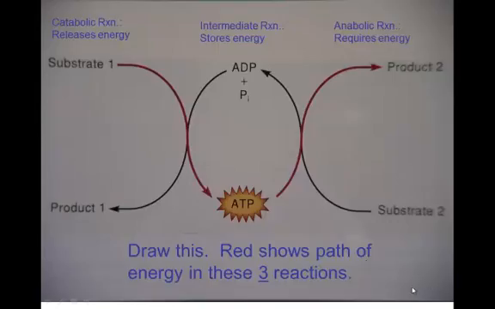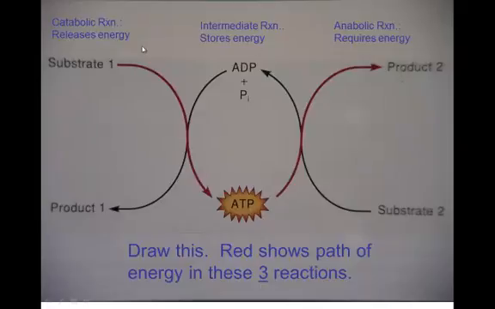You have a space in your notes, and you should draw this diagram. There are, in fact, 3 reactions here. You can see there's one reaction here. This is a catabolic reaction. The substrate is the reactants, and the product, of course, is a product. The second reaction is the intermediate reaction. This is the familiar ADP plus P to ATP. And the third reaction is an anabolic reaction. The substrate's there and the product's there.